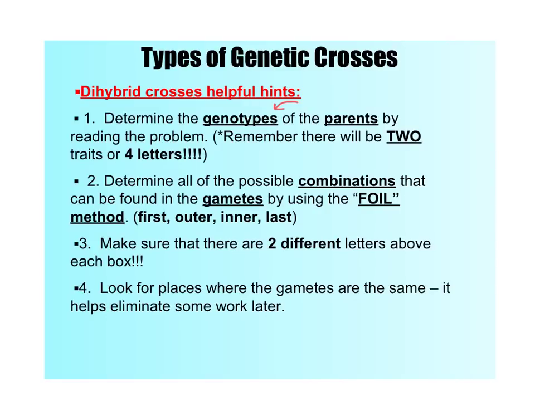Now, the toughest part is always number two. And I'm going to try to give you a way to make it easier. You've got to find out all the different possible combinations of alleles in the gametes. Now, when it's only one trait, like say big B, little b, well, there's only two possible combinations. You can give the big B or you can give the little b. That's easy.